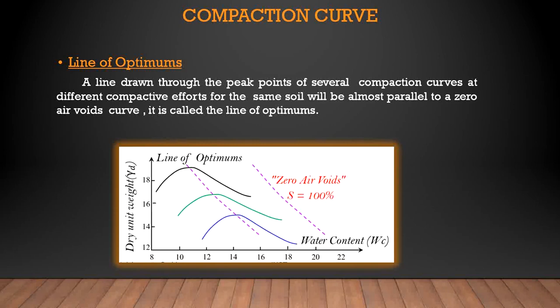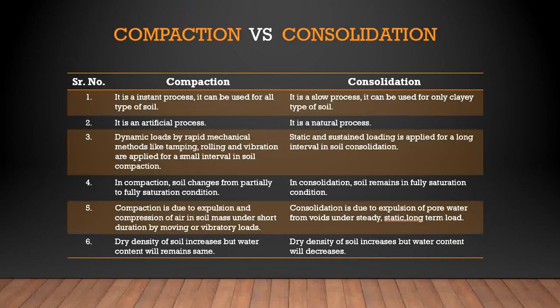Now in the next slide we will see the difference between compaction and consolidation. In both cases the volume of a soil sample gets reduced, but the two processes are different. So compaction is an instant process. It can be used for all types of soil.